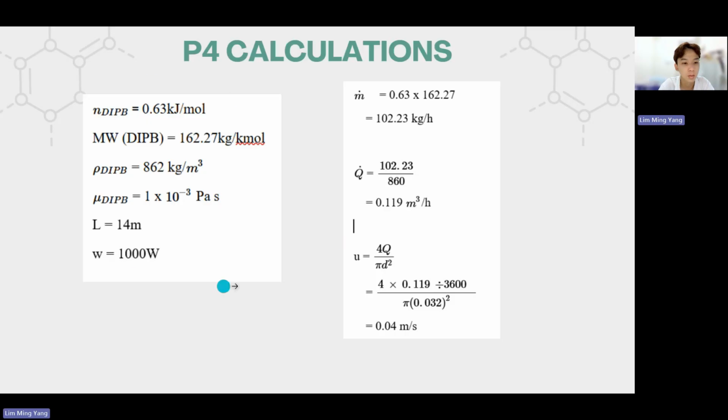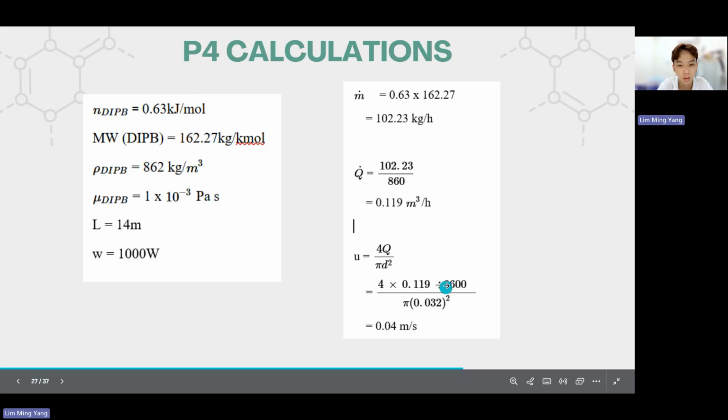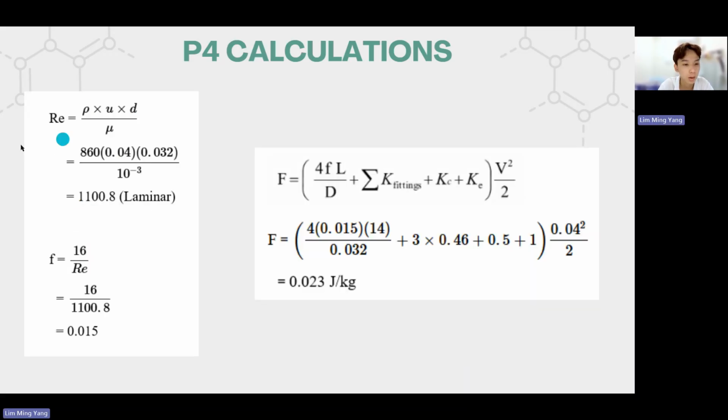Here is the given information. By using this information, we can find the mass flow rate, volumetric flow rate, then finally the velocity. To find the Reynolds number, we use this formula, and we determine the Reynolds number, which is 1108.8, which is a laminar flow.